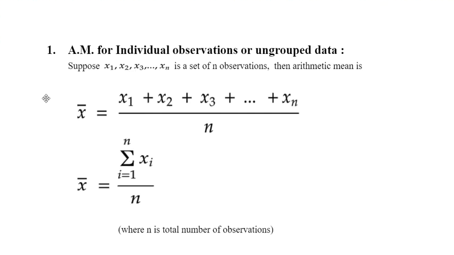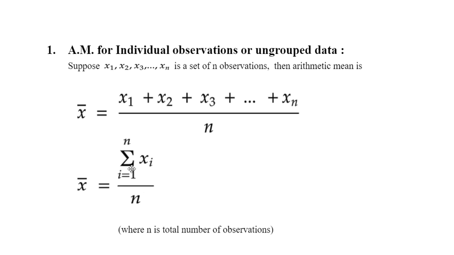Let's see how to calculate arithmetic mean for individual observations or ungrouped data. Suppose x1, x2, x3 up to xn is a set of n observations, then arithmetic mean, also denoted by x bar, is equal to the sum of all observations, that is x1, x2, x3 up to xn, divided by the total number of observations, that is n. We can write this formula in this way also, that is summation of xi divided by n.